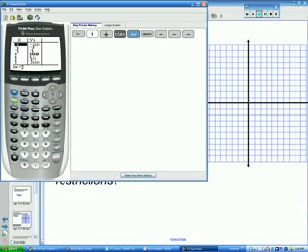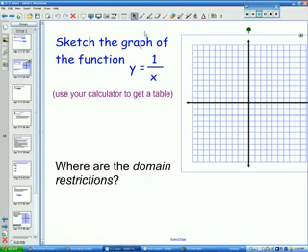So we graphed this the other day, if you remember. At -3, it's -1/3. At -2, it's -1/2. At -1, it's -1. And at 0, it's undefined. At 1, it's 1, 2, 1/2, 3, 1/3, and so on. So let's graph that over here.